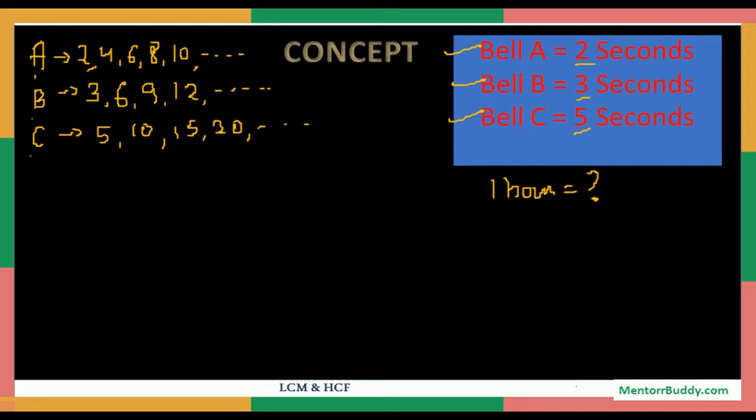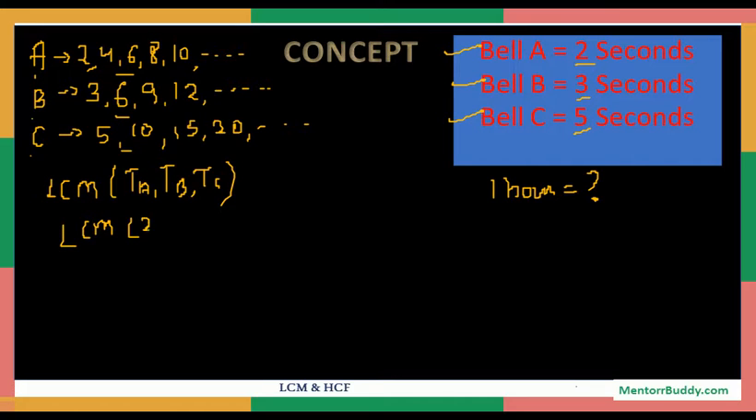Now what is the very first common time when the 3 bells are going to ring all together? That is going to be the very first common multiple, the least common multiple of these numbers. So the first time the 3 bells ring together will be the LCM of the time taken by A, B and C, which is the LCM of 2 seconds, 3 seconds and 5 seconds.